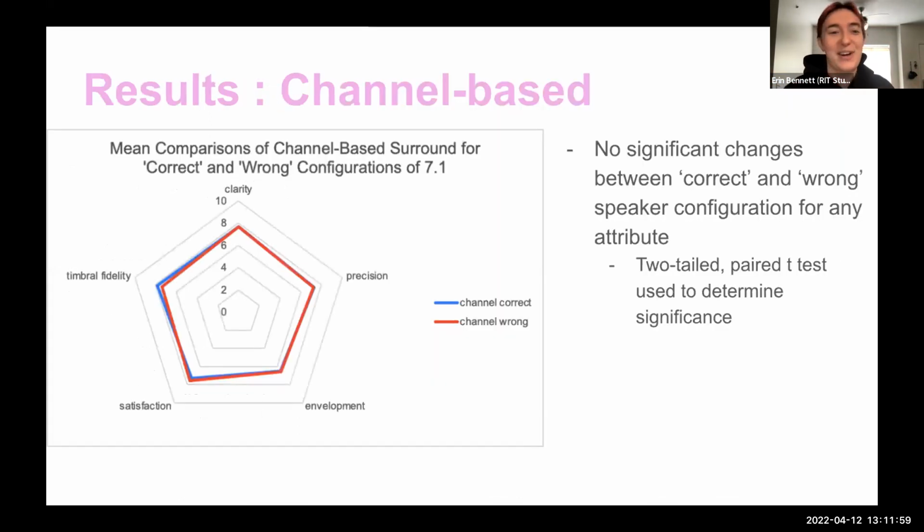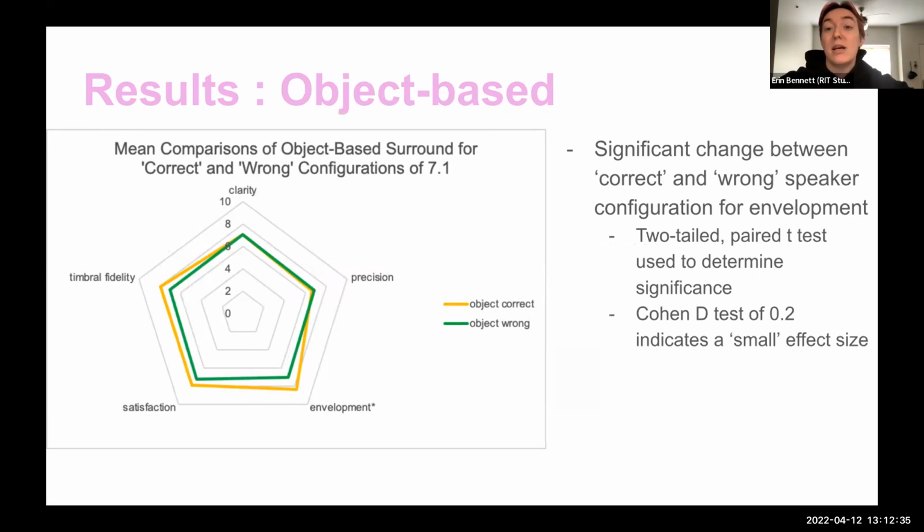Okay, so let's get into the results, right? First of all, for channel-based, I actually found that between the correct and wrong speaker configuration, there were no significant changes. I determined this using a two-tailed paired t-test to determine the significance. On the left here, what's being graphed is the means of each perception that people had for channel-based correct and channel-based wrong. As you can see, people weren't perceiving a lot of differences for channel-based. The biggest change you can see on the graph is with timbre fidelity, but again, this was not a statistically significant change. But for object-based, there was a significant change for envelopment only.